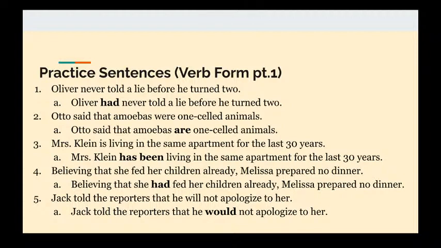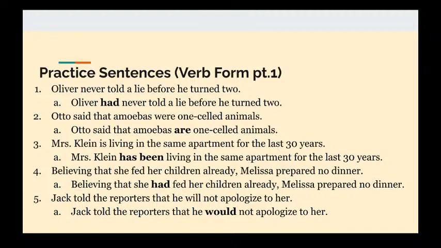So in sentence number 1, Oliver never told a lie before he turned 2. You would have, Oliver had never told a lie before he turned 2. And that would make this the past perfect because we have the helping verb had. Sentence number 2 reads, Otto said that amoebas were one-celled animals. So this is relating to our rule regarding the generally accepted truth.